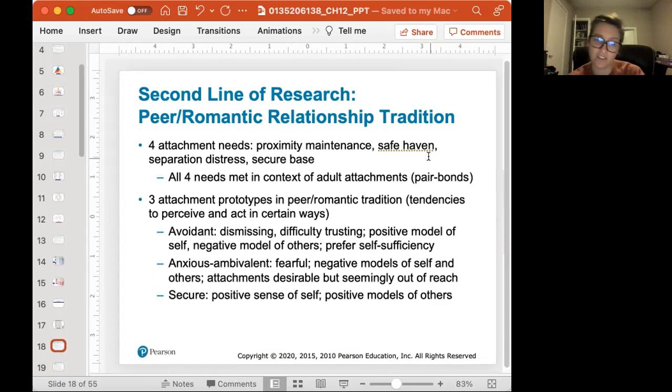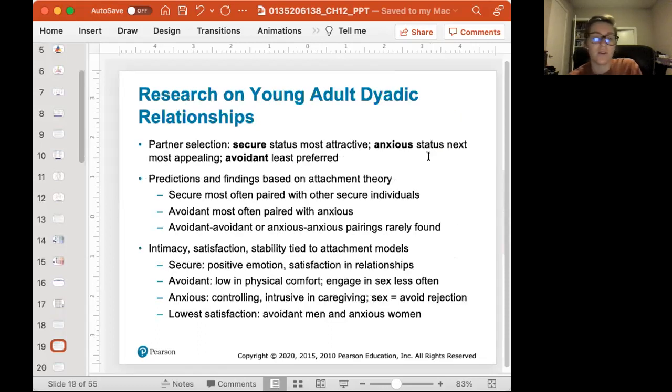They prefer self-sufficiency, as you've been hearing and seeing in these slides. Anxious ambivalent is fearful. There are negative models of self and others. Attachments are desirable, but seemingly out of reach. And the secure attachment has a positive sense of self and positive models of others. So research on young adult dyadic relationships, for partner selection, secure attachment is the most attractive. Anxious is the next most appealing, and avoidant attachment styles are the least preferred when you're looking for a partner.